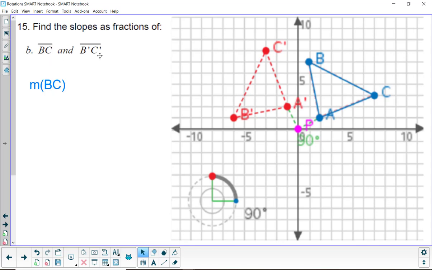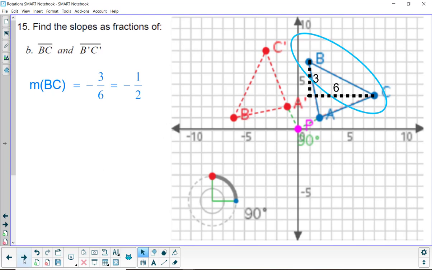Then for the next segments, BC and B prime, C prime, slope of BC, it's right here. You can also see it's negative. It's going down 3 and over 6. And it's a simplified fraction, -1/2.